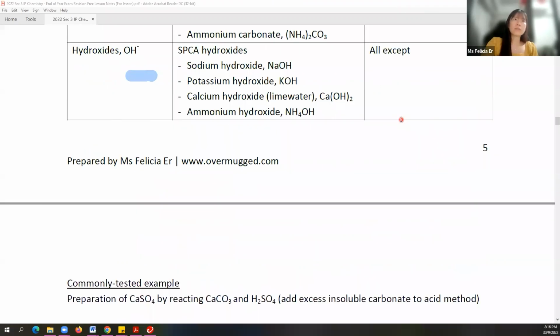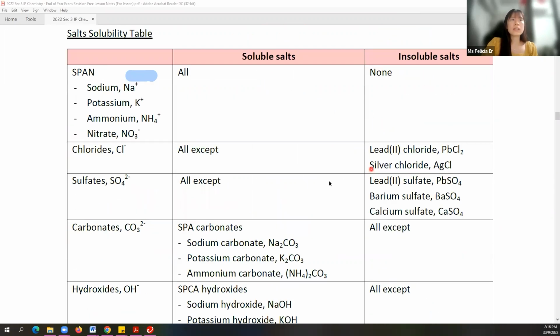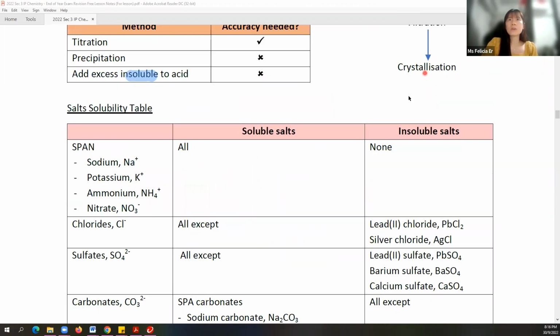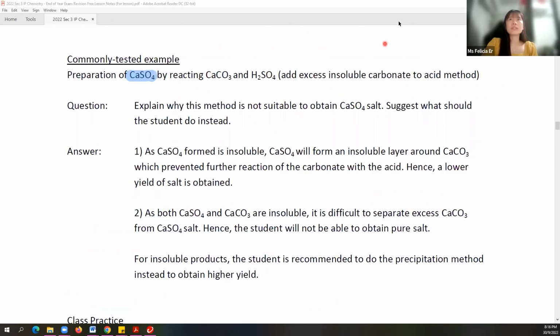So now let's take a look at the flow chart. For CaSO4, first, is CaSO4 a SPA salt or not? CaSO4 doesn't have sodium, potassium, or ammonium. So CaSO4 will be on the side. Then next, you check the solubility table. CaSO4, is it soluble or insoluble? CaSO4 is over here. It is insoluble, okay? So if it's insoluble, you should go to the left side. So it should be the precipitation method. Okay, come, let's write it down. So by right for CaSO4, it should be the precipitation method.